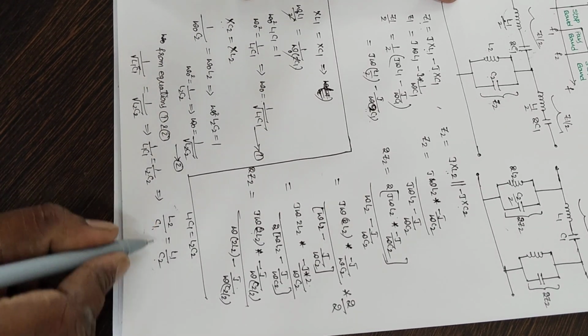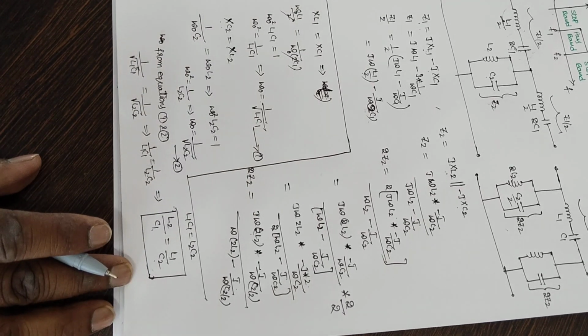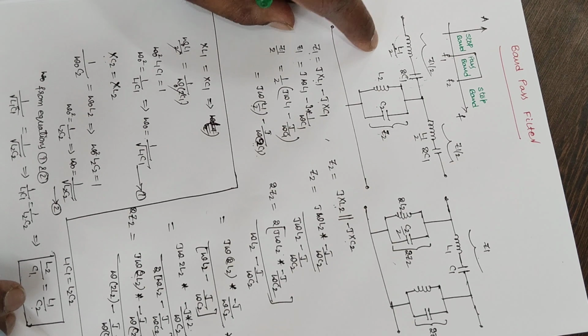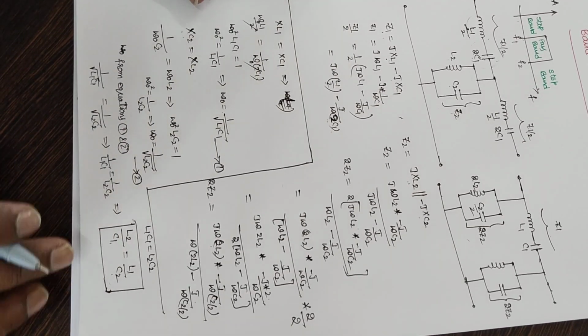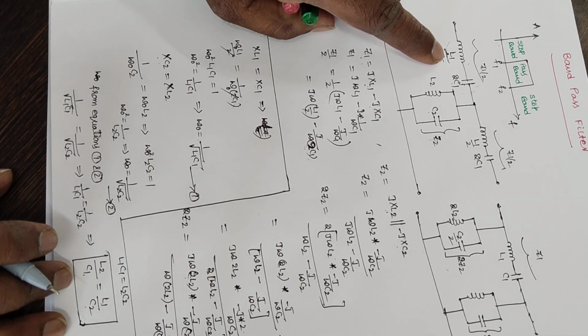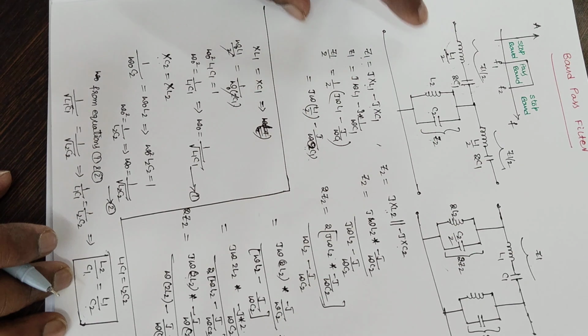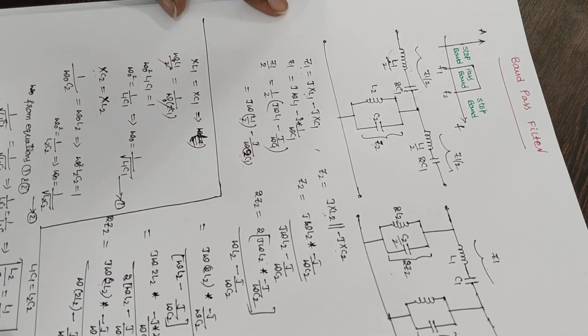So this is L2 by C1 is equal to L1 by C2. So this is about the construction, and from that construction, this is the expression that we got after we make the resonance frequency of the series branch equal to the resonance frequency of the shunt branch.